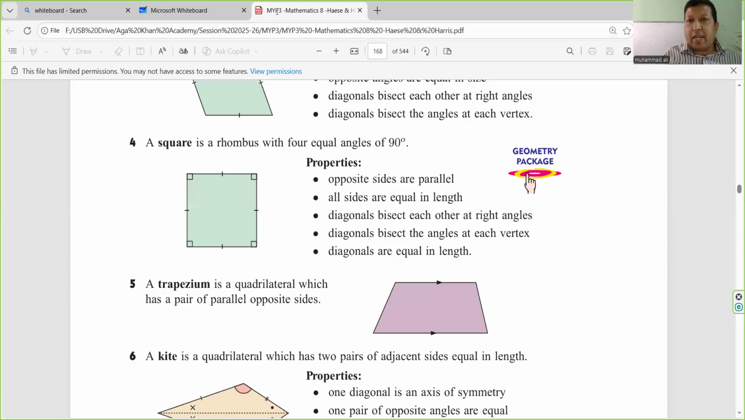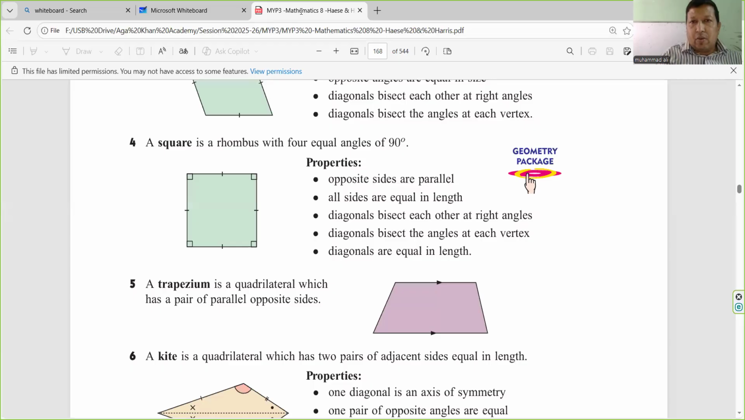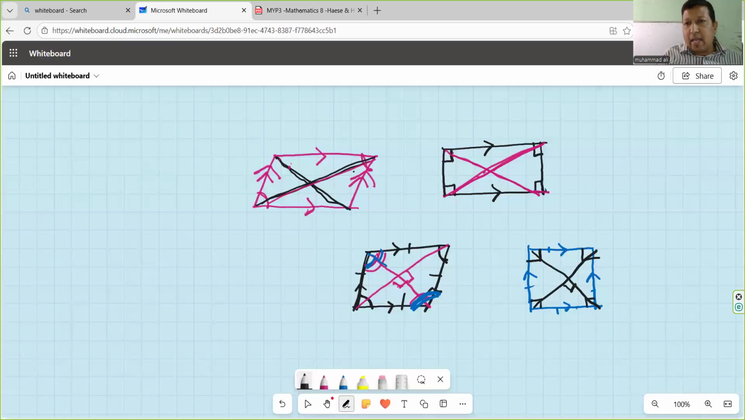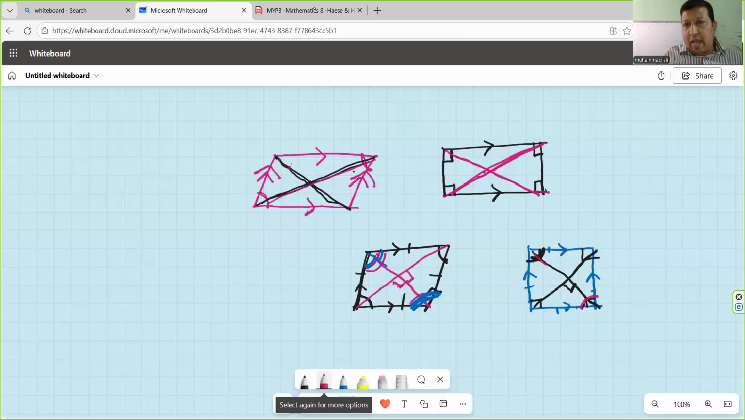Diagonals bisect each other at right angles. This is also like the rhombus. This is one diagonal, that one is another diagonal. They bisect each other at right angles. Diagonals bisect the angles at each vertex. This is also bisected. And the last one, diagonals are equal in length. Very interesting. This diagonal and that diagonal are equal in length.